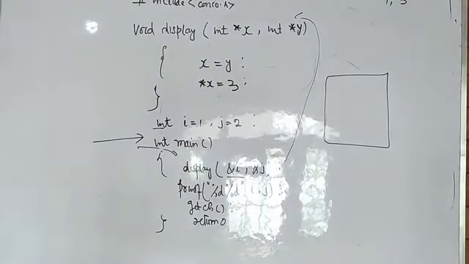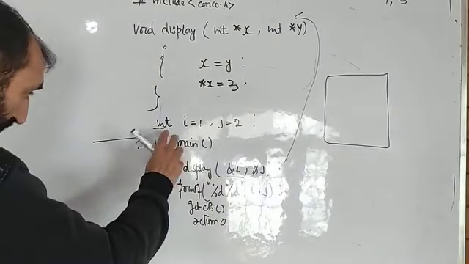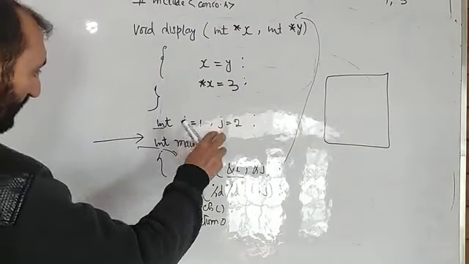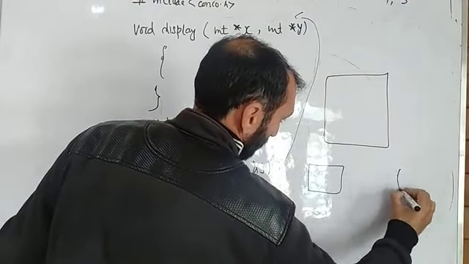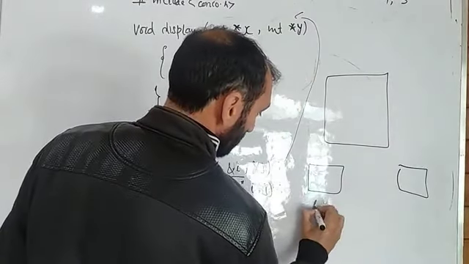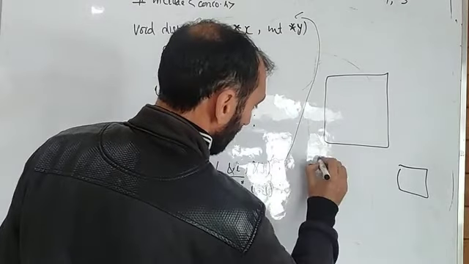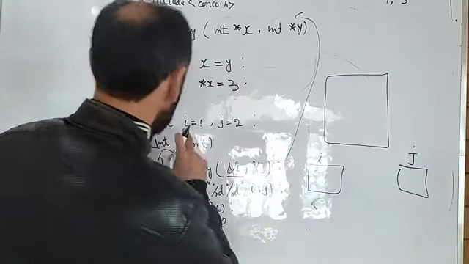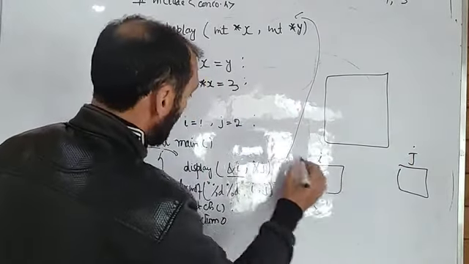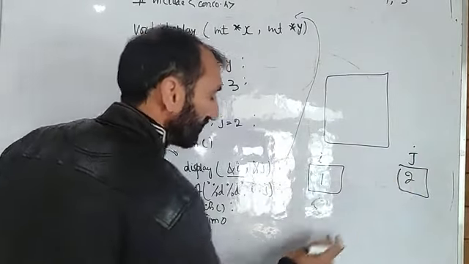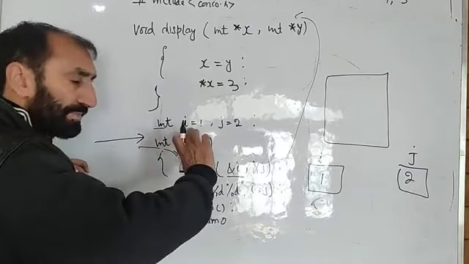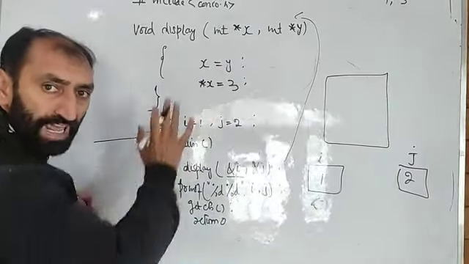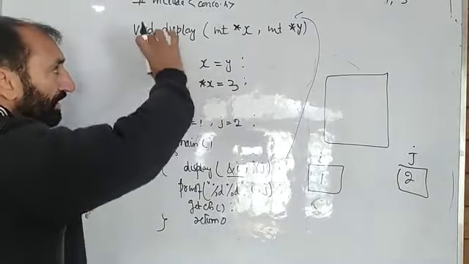Here, in this memory, integer I and integer J are the two variables. I has been initialized by 1 and J has been initialized by 2. That means these are global in nature. The scope of these variables I and J is throughout the program, throughout the lifetime of the program.